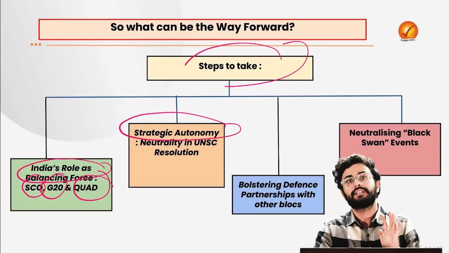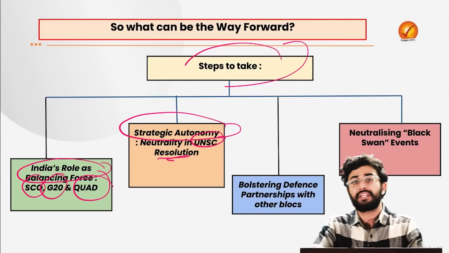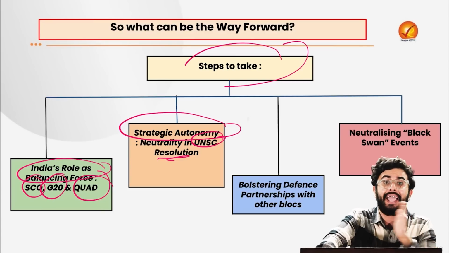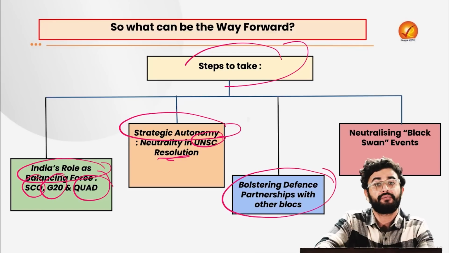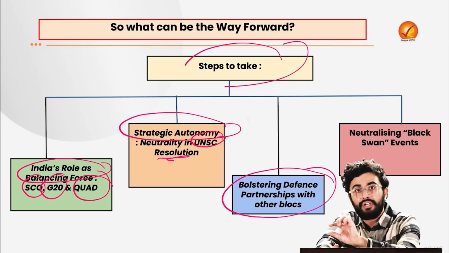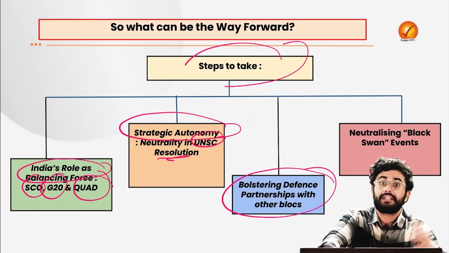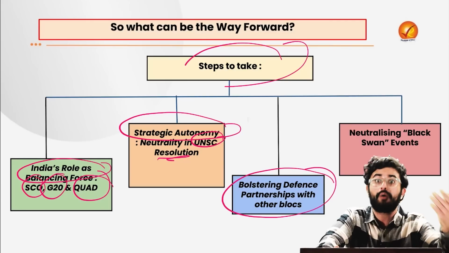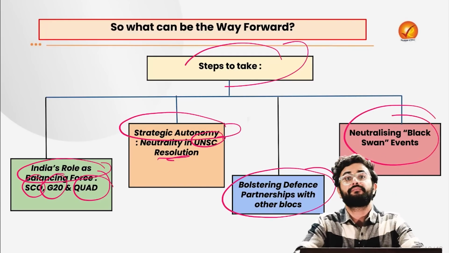That is going to be us. So we have to make sure that we remain neutral in the various UNSC resolutions and we do not take any sides. Then we need to bolster our defense partnership with other blocs as well, not relying solely on only these two countries, the US or Russia. For example, we have recently increased our defense import from France. And we need to neutralize any kind of black swan event.